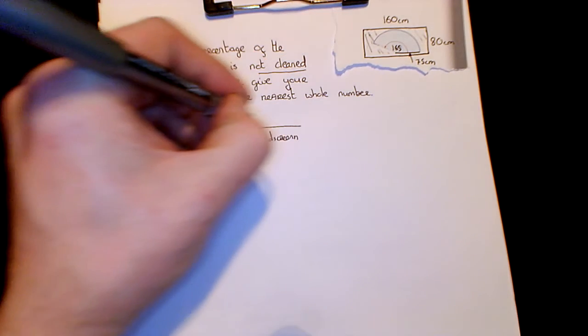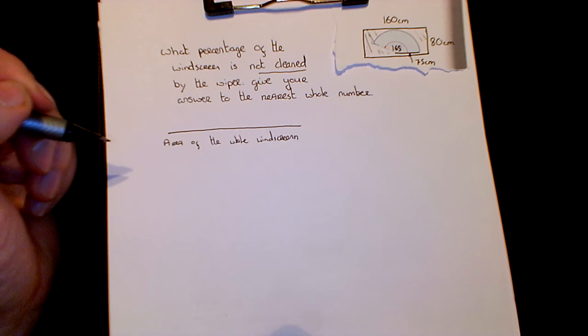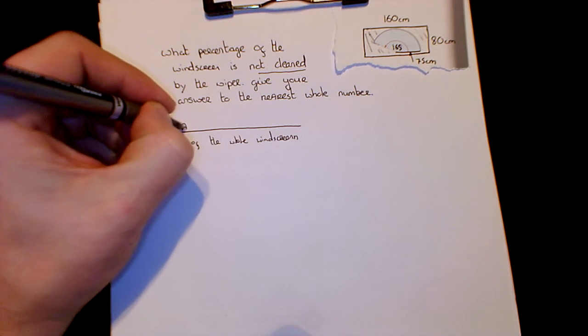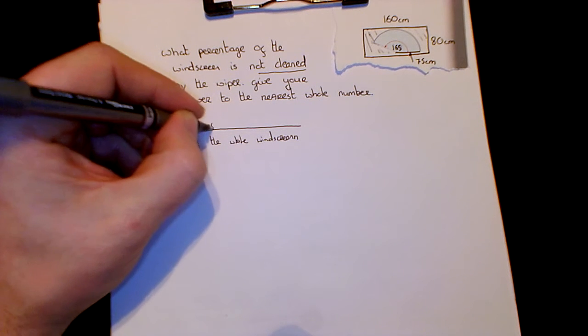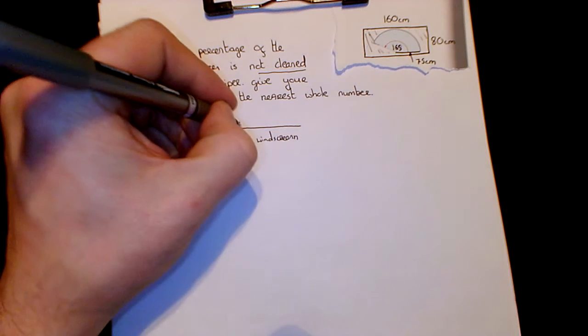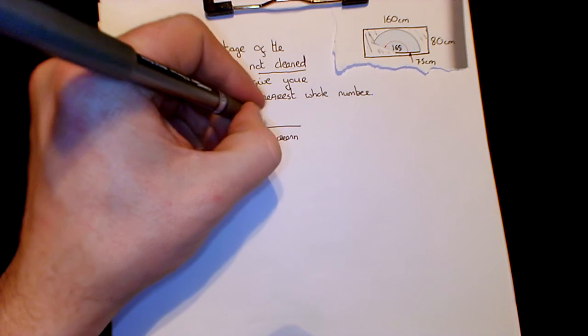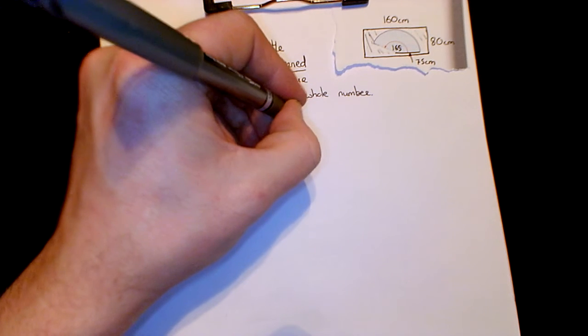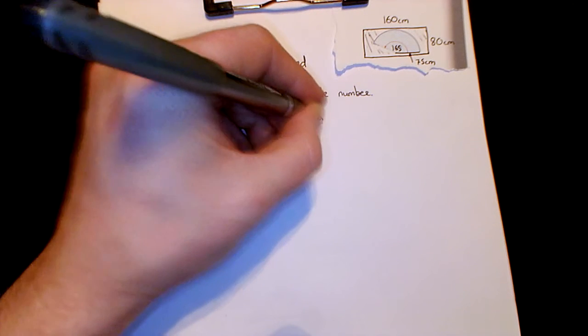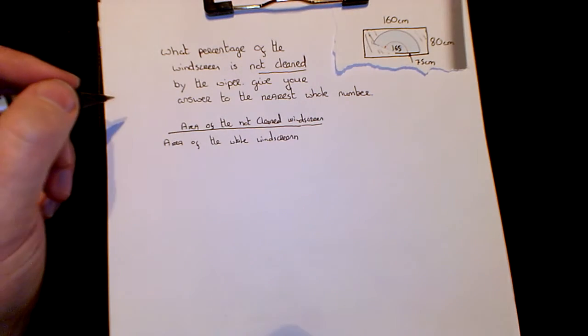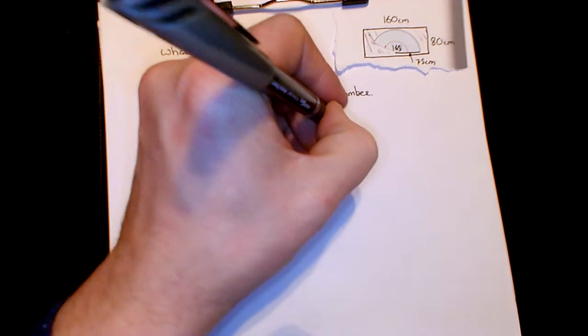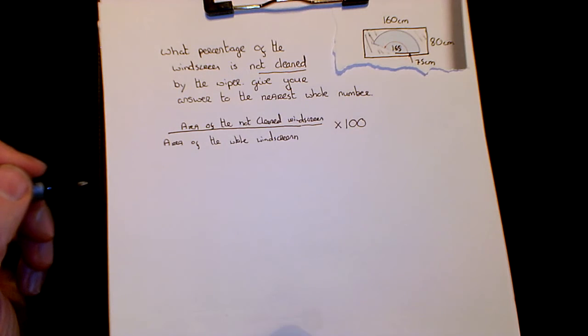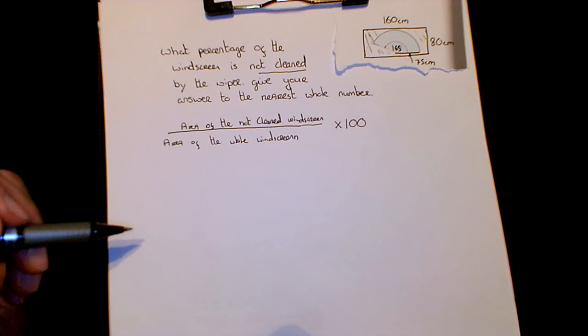Okay, and that'll go on the bottom, and on the top then will be the area of the not cleaned windscreen. Okay, and that'll go on the top, and I will then change my answer into percentage by multiplying it by 100. So I need to find these two things first.